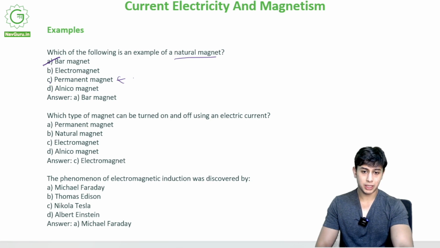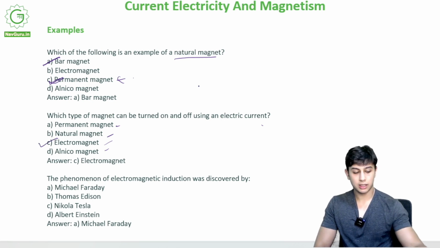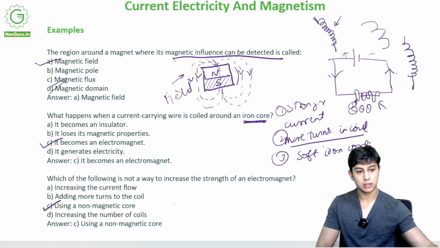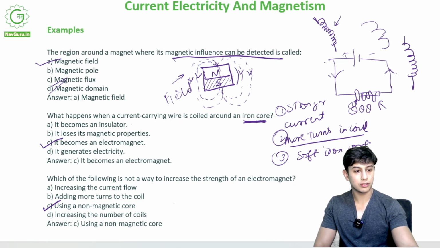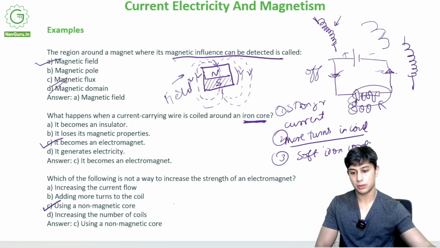Or even permanent magnets, all right, they are natural in nature. Okay, you can take both. Which type of magnet can be turned on and off using electric current? Permanent magnet, natural magnet, electromagnet? Electromagnet. As soon as I turn off this current, current won't flow, and this will lose all its magnetism, okay.